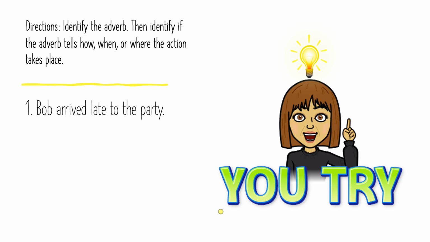Okay, if you said the adverb is late, you are correct. But now we need to identify, is the adverb late telling us how, when, or where? Well, late is telling us when the action took place. When did Bob arrive to the party? He arrived late. Late is the adverb.